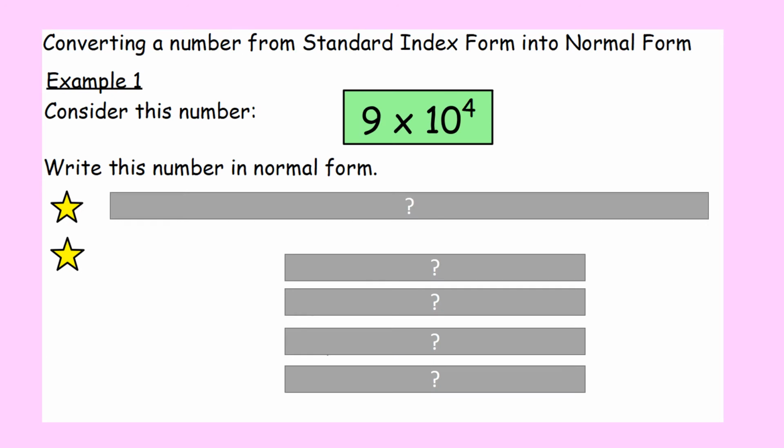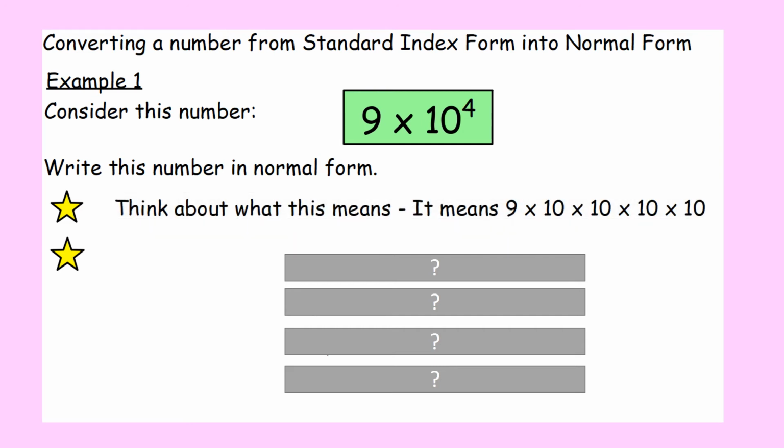So let's have another look at converting a number from standard index form into normal form. So here's an example. Consider 9 times 10 to the power of 4. How would we write this number in normal form? Well, think about what this means. It means 9 times 10 times 10 times 10 times 10. So it's going to be a big number.